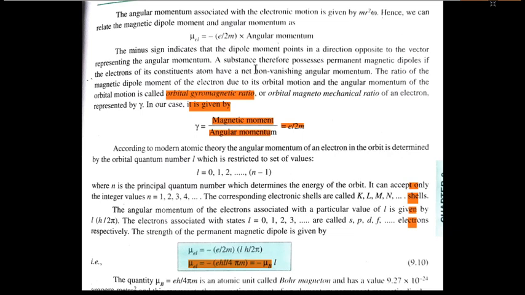Whereas in the quantum concept, they have an orbital quantum number, and the orbital quantum number gives us space quantization. That means only certain positions are allowed and permissible, and because of this the orbital quantum number, the angular magnetic moment multiplied by minus e by 2m, will give me the angular momentum or dipole moment and the angular momentum.